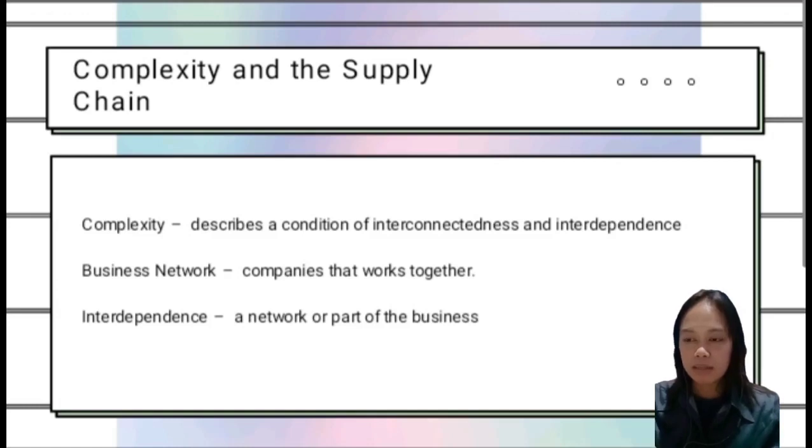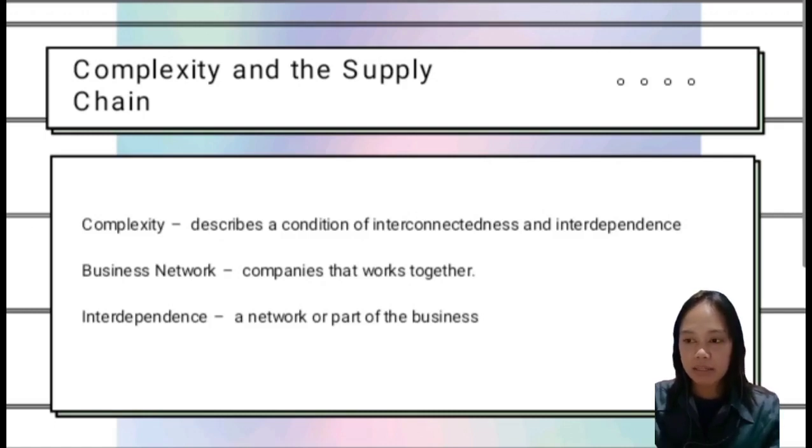The word complexity in supply chain is not about complicated, but rather it describes a condition of interconnectedness and interdependencies across a network. A typical example would be a globally operating corporation with multiple production sites. Business network is about sharing information or services between people, businesses, or groups to accomplish certain objectives.